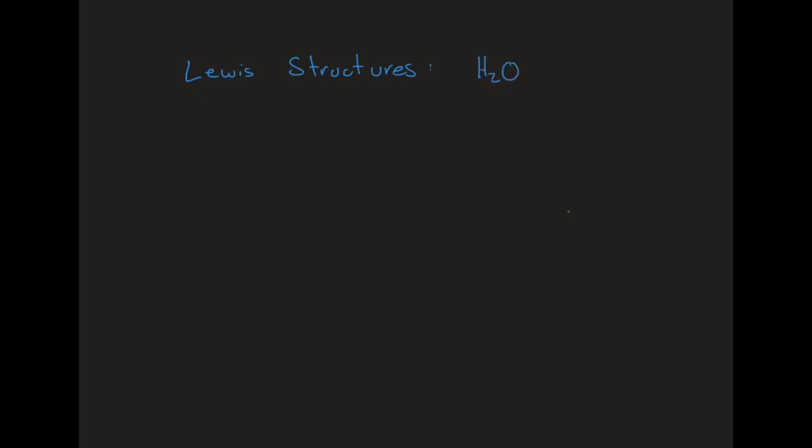And remember that for Lewis structures you need to first count the number of valence electrons, which we can look up on the periodic table. So oxygen is in group 6, and so it has 6 valence electrons. There are 2 hydrogen atoms, each of which has 1 valence electron because it's in group 1, for a total of 8 valence electrons. When we start thinking about Lewis structures, hydrogen can only form 1 bond, and so it's never the central atom. And so oxygen must be our central atom in this Lewis structure.